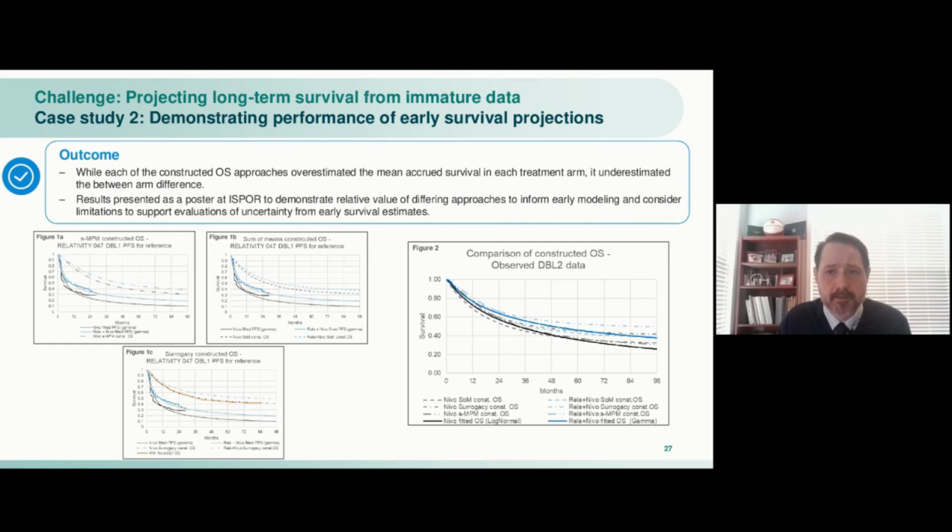And then the right-hand side is a summary of our constructed survival methods compared to the fitted parametric analyses of the revealed overall survival data from the phase 3 study. And again, you can see the difference where we were a bit overly optimistic for the individual treatment results, so the overall survival time per treatment, but we underestimated essentially the distance between the two lines. We underestimated the between treatment difference on overall survival as an outcome.